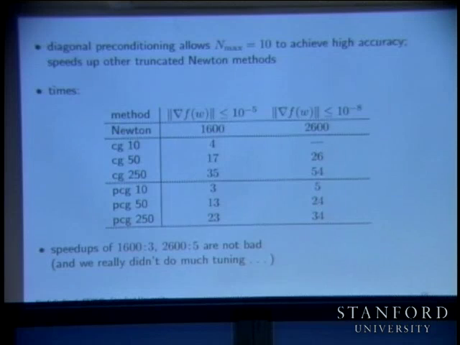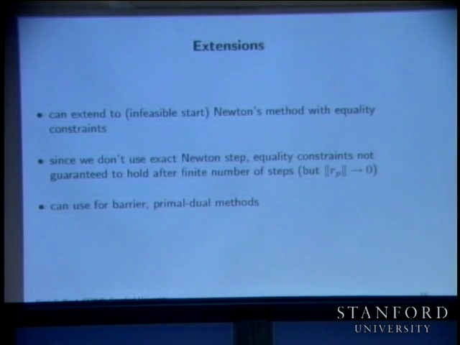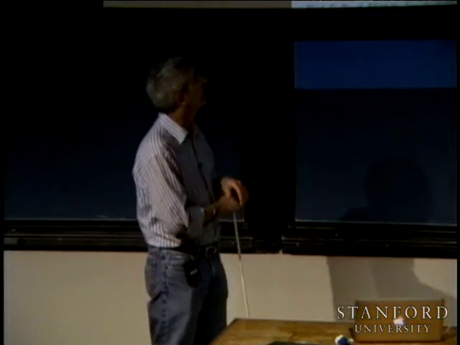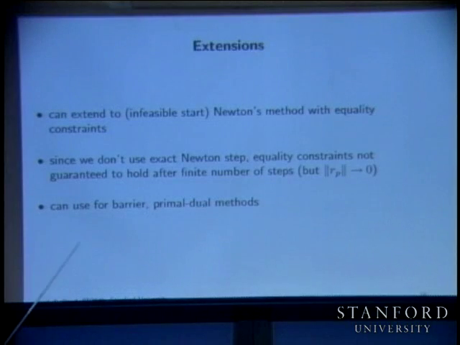So there are a lot of extensions here. You can do the things with equality constraints. If you use an infeasible start Newton method with equality constraints, your equality constraints are actually not going to be guaranteed to hold, right? Because that's a property of taking a step of 1 in a Newton method: your equality constraints hold. In general, if you do a truncated Newton, the residual is just going to converge to 0. And of course, you can take this idea and put it into a barrier method, or your favorite, more sophisticated primal dual methods, and so on.